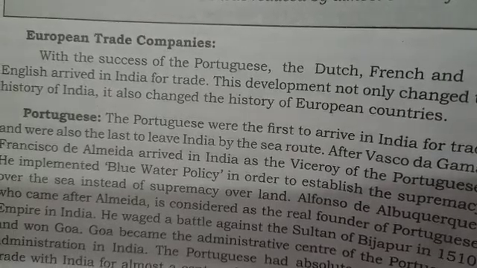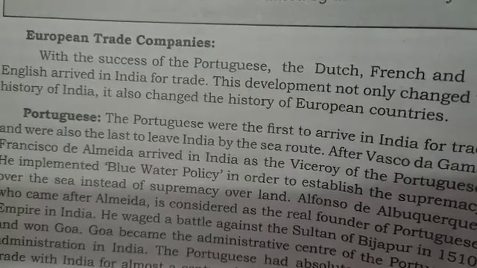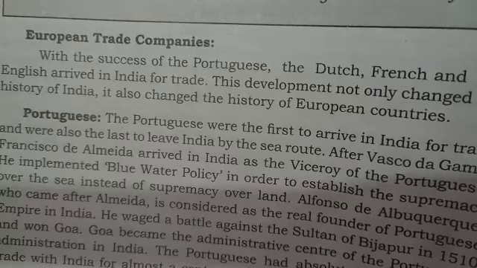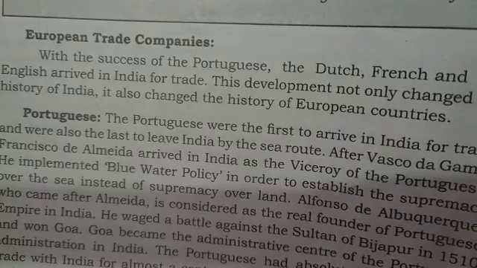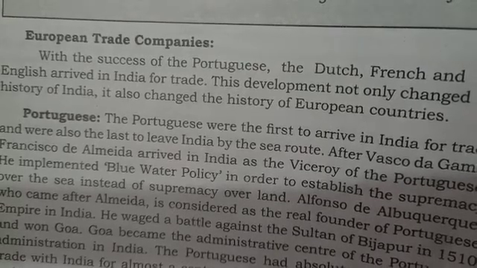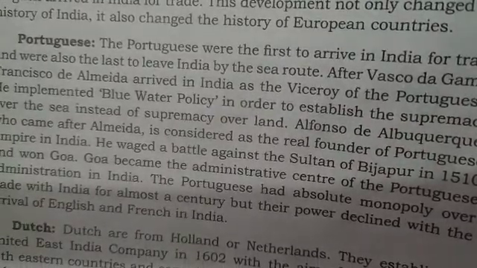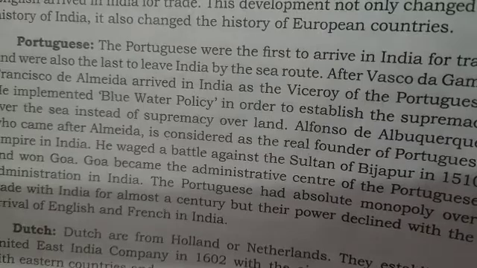Alfonso de Albuquerque, who came after Almeida, is considered the real founder of the Portuguese Empire in India. He waged a battle against the Sultan of Bijapur in the year 1510, and he won Goa also.